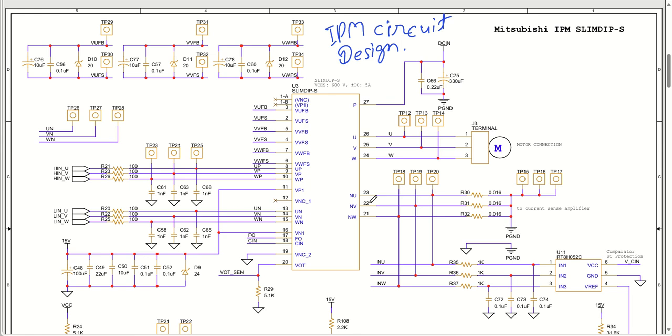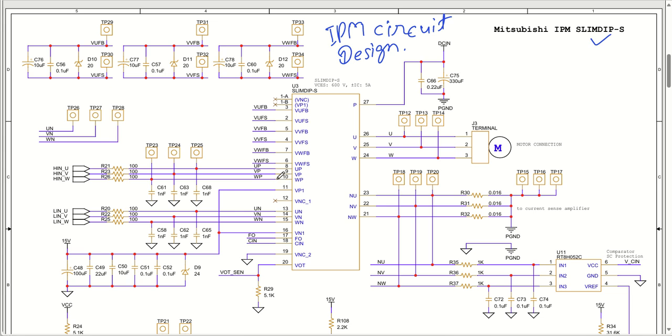So we had seen this particular system circuit design based on an intelligent power module taken from Mitsubishi IPM, and the series name is SLIMDIP-S. Many of you have been asking what these terminals, all the pins and their descriptions are, and how the design process follows.